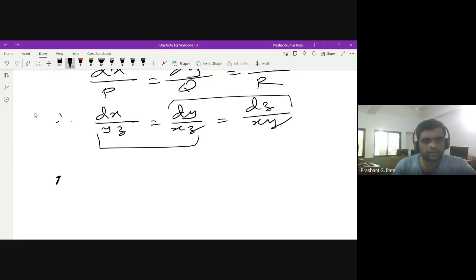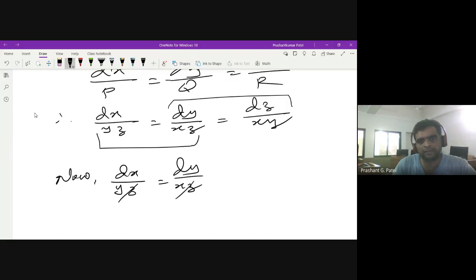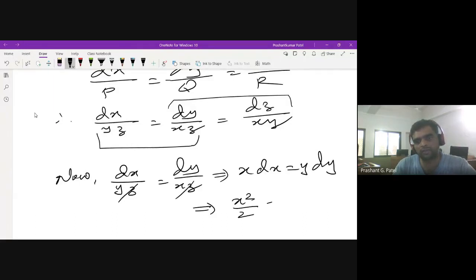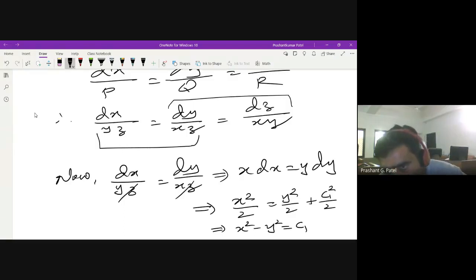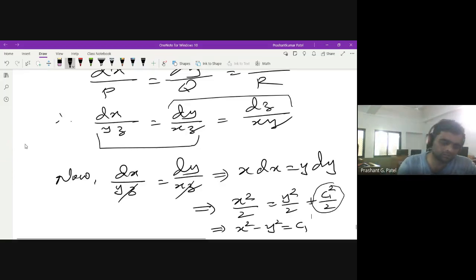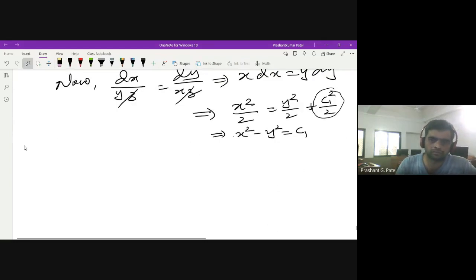Now dx upon yz equal to dy upon xz, where z will get cancelled out. So this gives me x into dx equal to y into dy. Taking integration, we have x square by 2 equal to y square by 2 plus c1 square by 2. So this gives you x square minus y square equal to c1. If I cancel out 2, this is a constant term, so I can adjust that quantity here. So this is my u function.